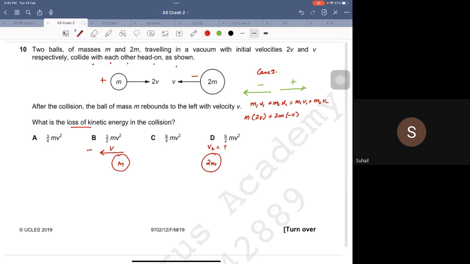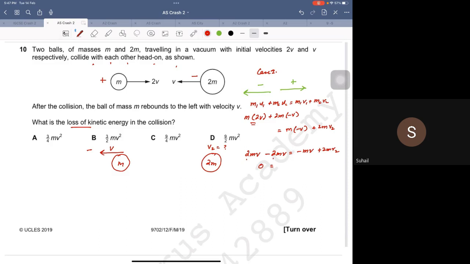So you should understand that. Afterwards, after collision, mass m goes with negative v, and m2, that is like 2m, we don't know where it goes, so we're just going to leave it as it is. So this becomes 2mv, that becomes minus 2mv, this becomes minus mv, and that is plus 2mv2. So 2mv, 2mv becomes 0.